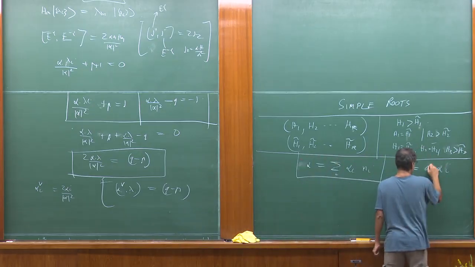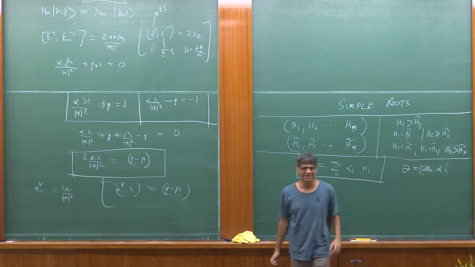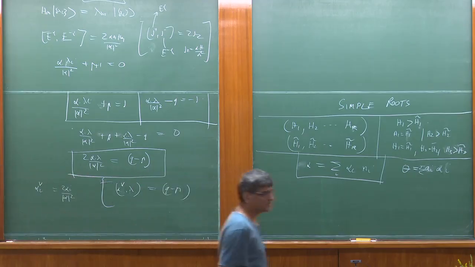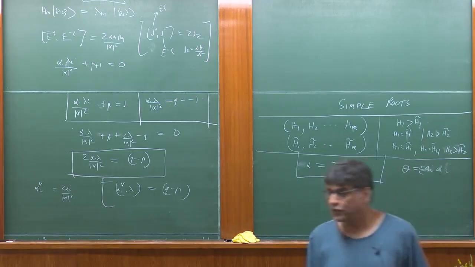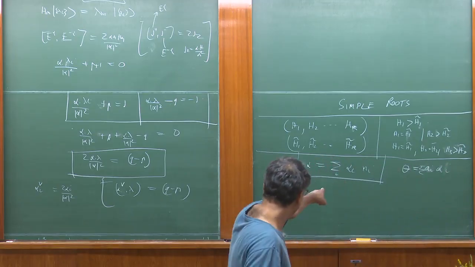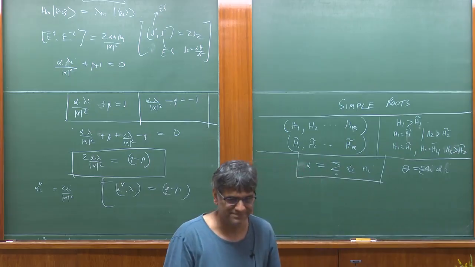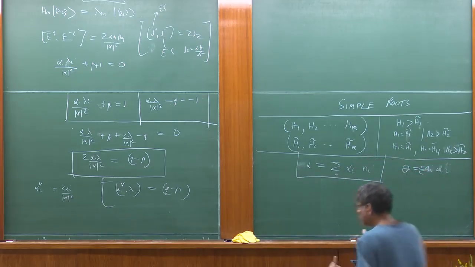a_i is very bad notation because you don't tend to think that a_i is an integer, but these a_i are integers. Could any a_i be zero? Yes, could be zero. And this is largest in the sense of dictionary ordering, of all the roots.